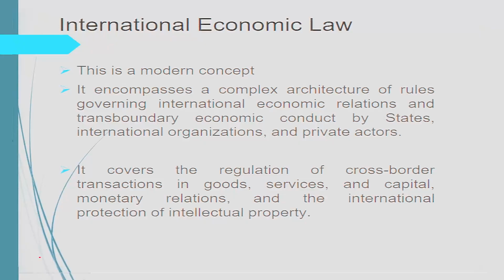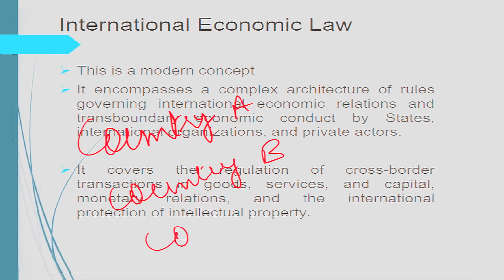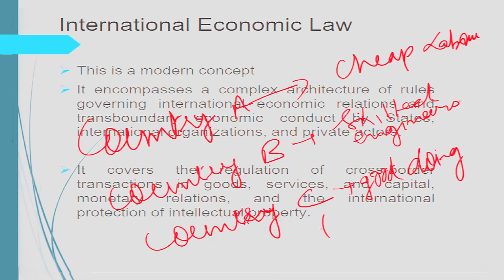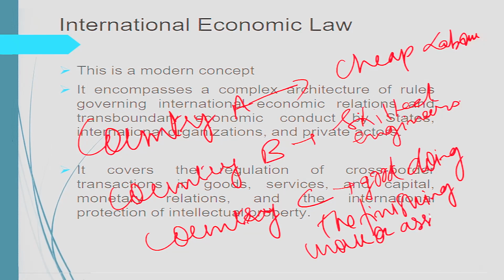So for example, let's see country A, country B, country C. Now country A has cheap labor, country B has good skilled engineers, and country C is good at finishing work, or assembling. So we take the example of a car.